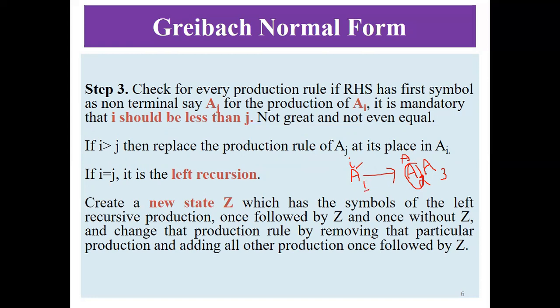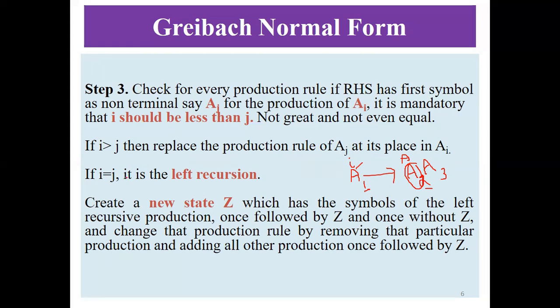So what is i value? i should be less than this value j. So if it is so, the grammar is correct. Otherwise, what should we do? If i is greater than j, in that sense we have to replace Aj at its place in Ai. We will see how to replace it.